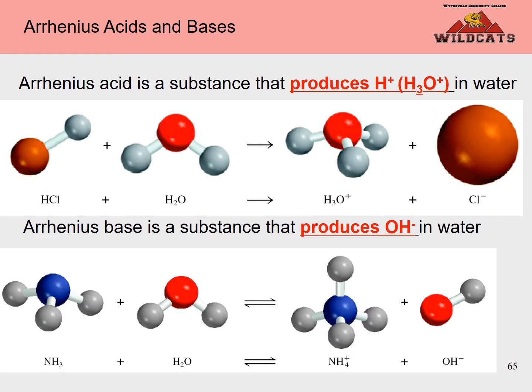So if we take a look at the Arrhenius acids and bases, an Arrhenius acid is a substance that produces H+. What we're going to find is H+ is a hydrogen atom that's lost an electron. So it's highly positive, so it doesn't hang out by itself. So what we find is it'll attract to other water molecules, so it becomes H3O+. The Arrhenius base is a substance that produces OH in water.